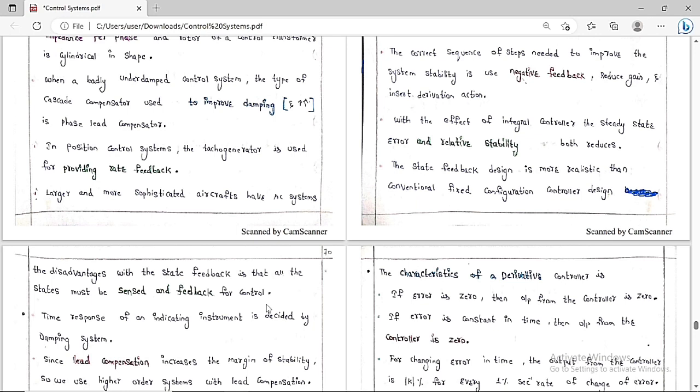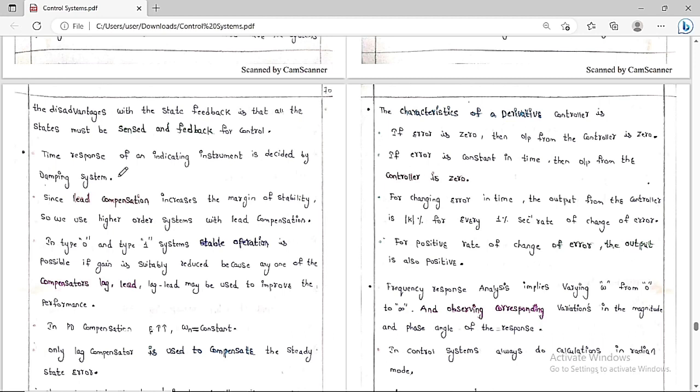One of the disadvantages of state feedback is that all the states must be sensed and also fed back for the control. In the case of state feedback, the most important disadvantage is that all the states must be sensed and fed back for the control. This one you always have to keep in your mind.